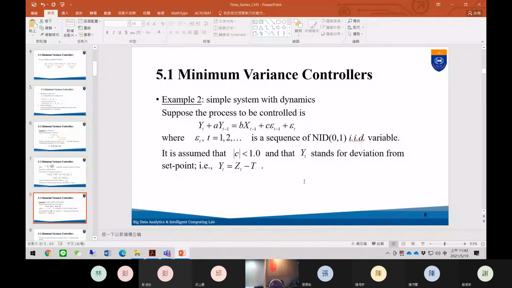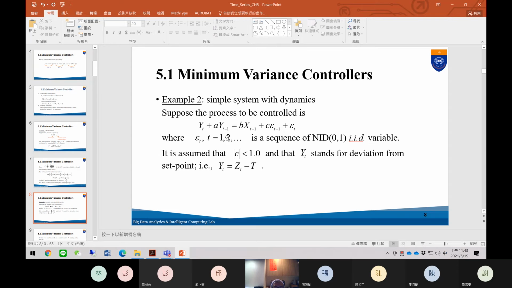Example 2, simple system with dynamics. The process to be controlled is like this: Yt plus A Yt minus 1, equals B Xt minus 1 plus C epsilon t. So look at this. What is the component on the left-hand side? Yt plus A Yt minus 1.